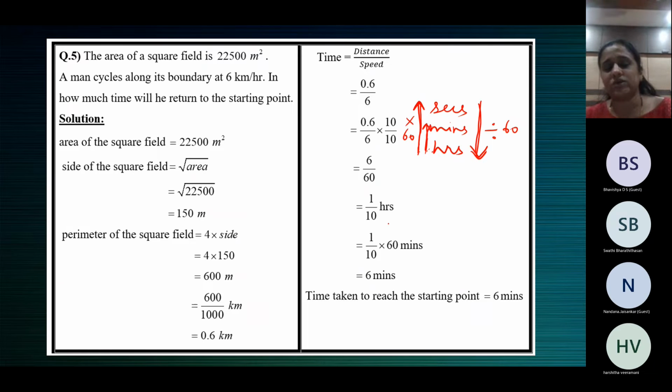So it is hours to minutes, so into 60. You can see the zero gets cancelled: 6 minutes. So the time taken to reach the starting point is 6 minutes.